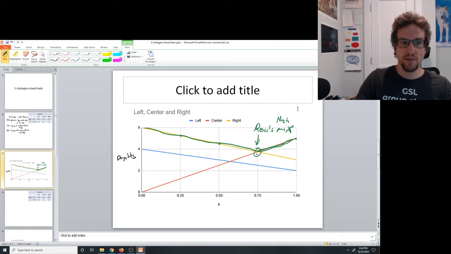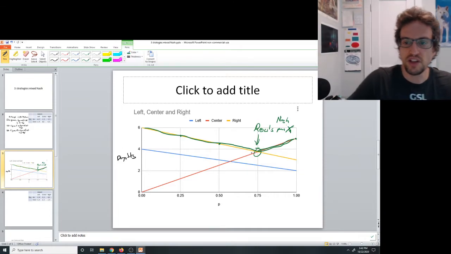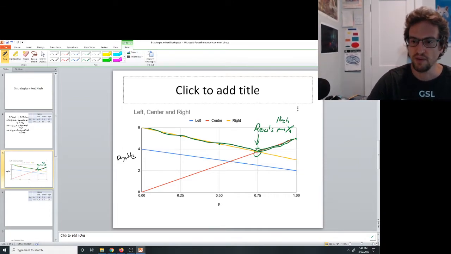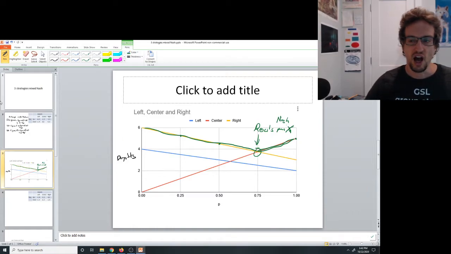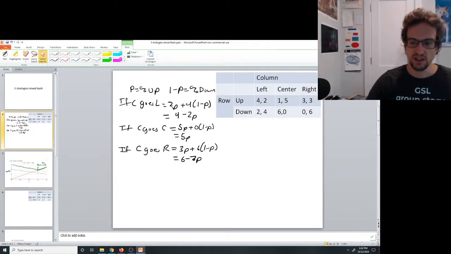This was a zero-sum game. I probably should have mentioned that. You're doing the best you could do because they're doing the worst they can do. So we know Row's mix, by the way, is 0.75 without doing anything. We could also have done that if we eliminate left. So we go back here and we say, okay, left is just not happening.